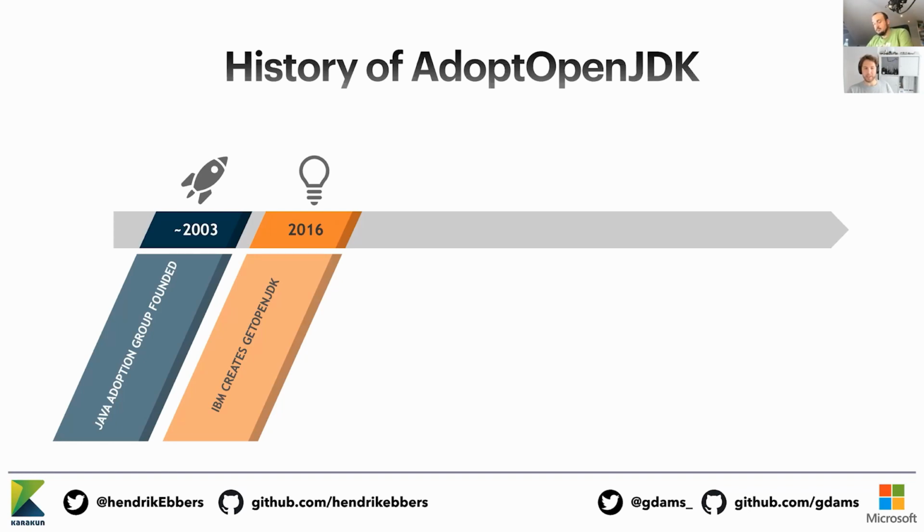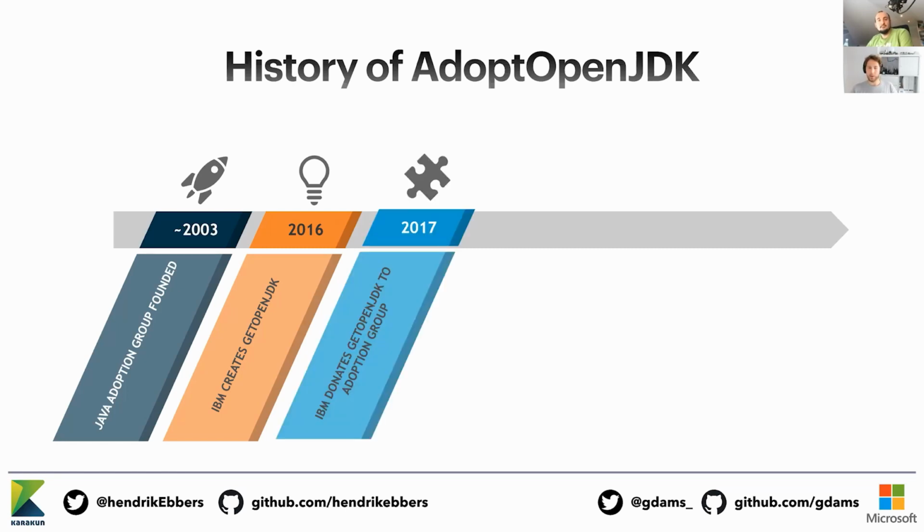Now, zooming into 2016, IBM created a project called AdoptOpenJDK. For those that are really familiar with the AdoptOpenJDK project, you may well still see the odd mention of AdoptOpenJDK. The idea behind all of this was that when we put together the project, we were able to provide a vendor-neutral binary that was built in an open source way where all of the code was available on GitHub.